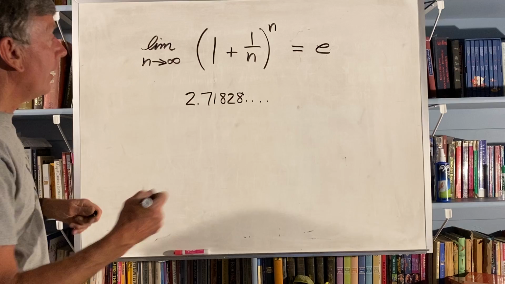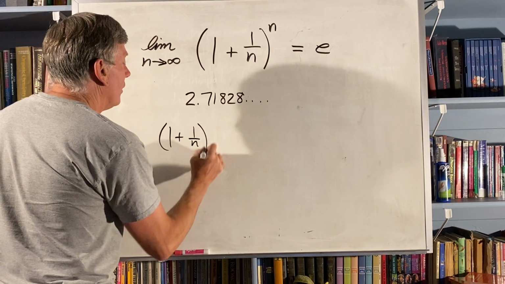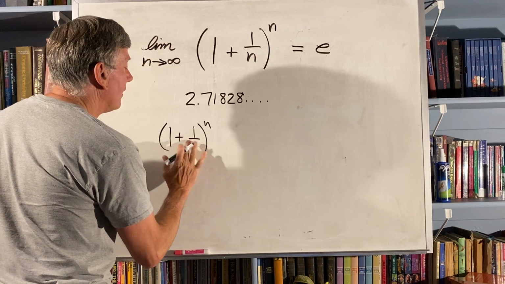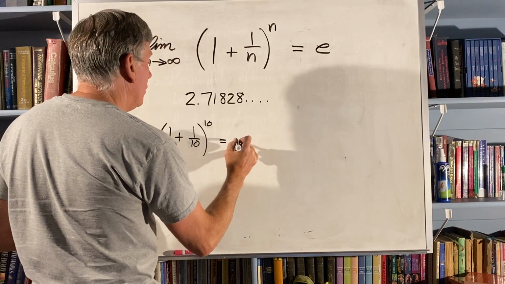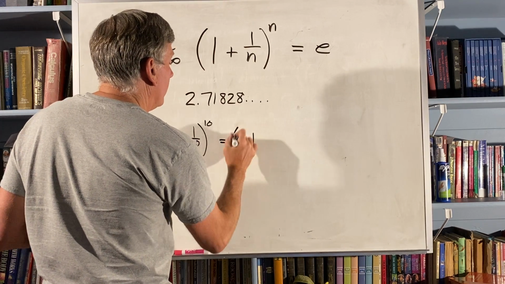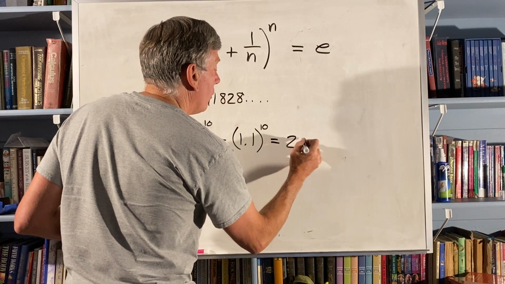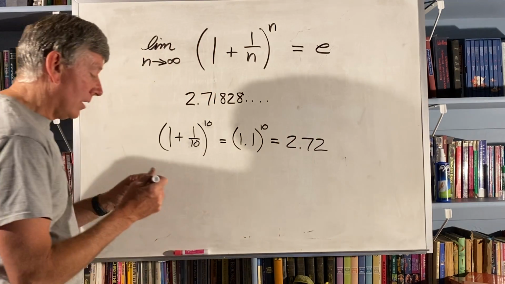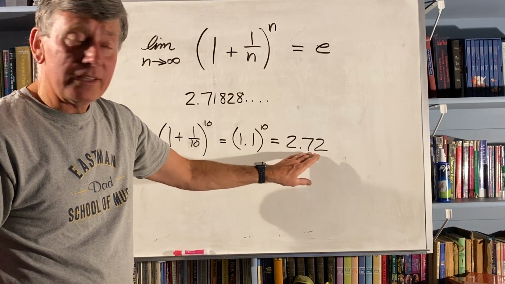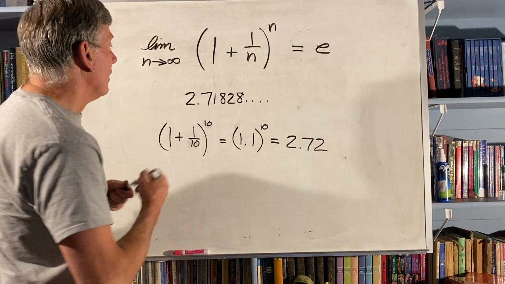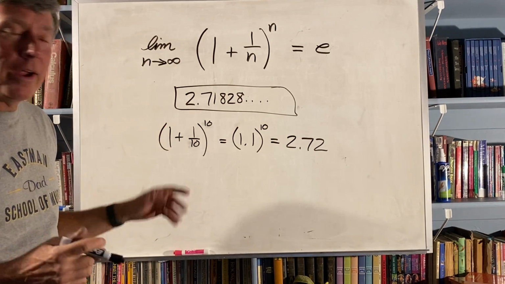Anyway, try this. If you go 1 plus 1 over n to the nth, and your n is, say, 10, you're going to have 1.1 to the 10th power. Even that gets to 2.72, I believe, with a lot of numbers after it. It really does start focusing very quickly on this number e, which is this. No, you don't have to memorize it, but I want you to be aware of it.